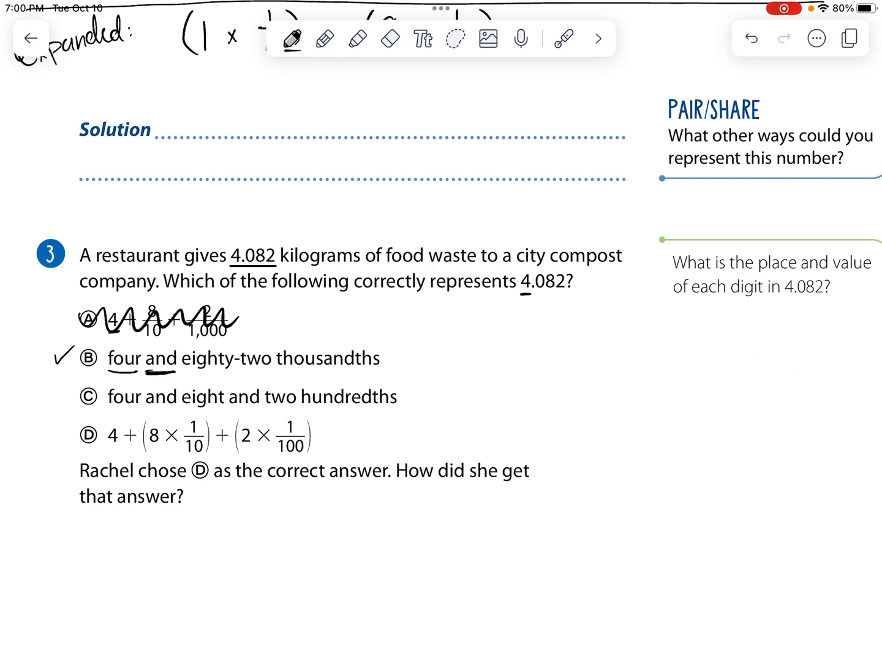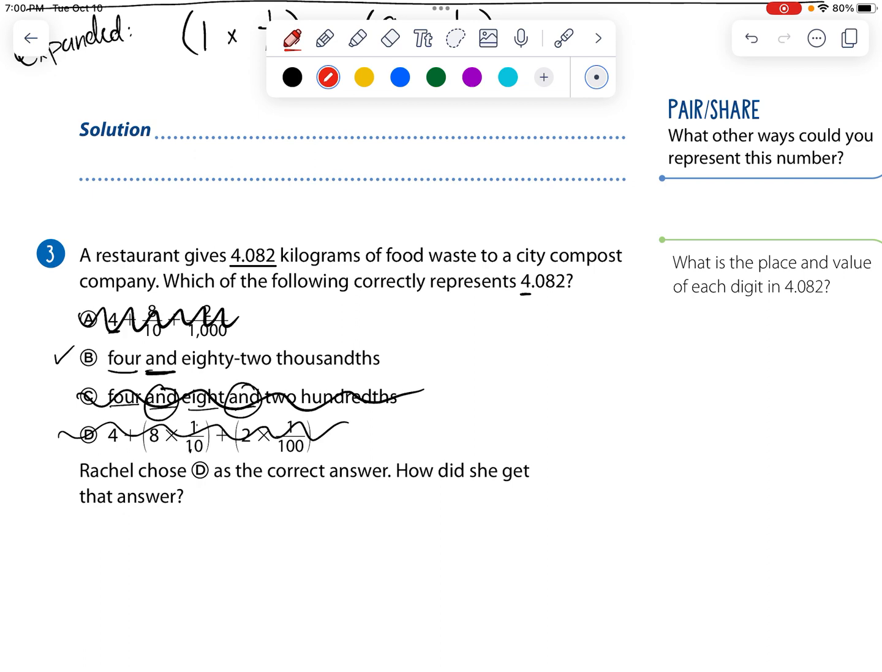We never want to stop at the first answer, just in case. Okay, 4 plus 8 and 1/10. Again, there's nothing in the tenths place, so we shouldn't have that. Oh, I realized I skipped one. 4 and 8 and, we can't have 2 decimals, and ands represent decimals, so it can't be that. So our answer is B.